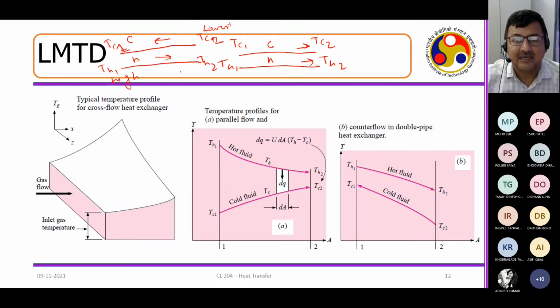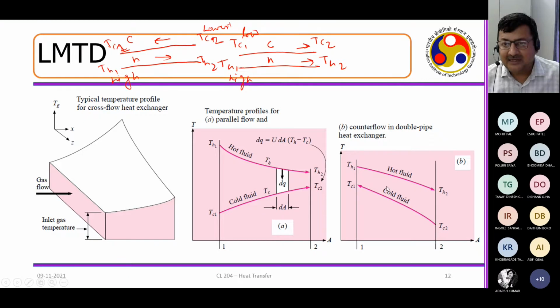So here TH1 is the highest, and this is the lowest, right? If you look at it in this manner, we were convinced. In this one, you may see TH1 minus TC2. So TH1 is going to TH2, and TC2, which is coming from the other direction, is coming back to TC1. Now here you may see that in this arrangement and in this arrangement, the overall driving force across the heat exchanger is not uniform.